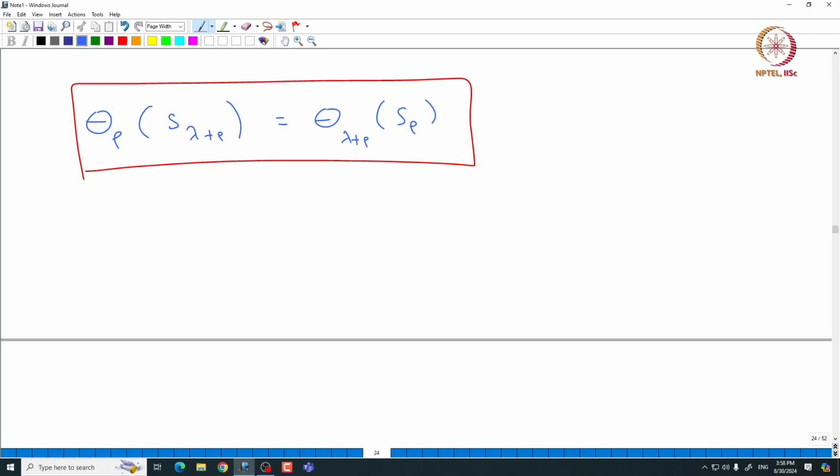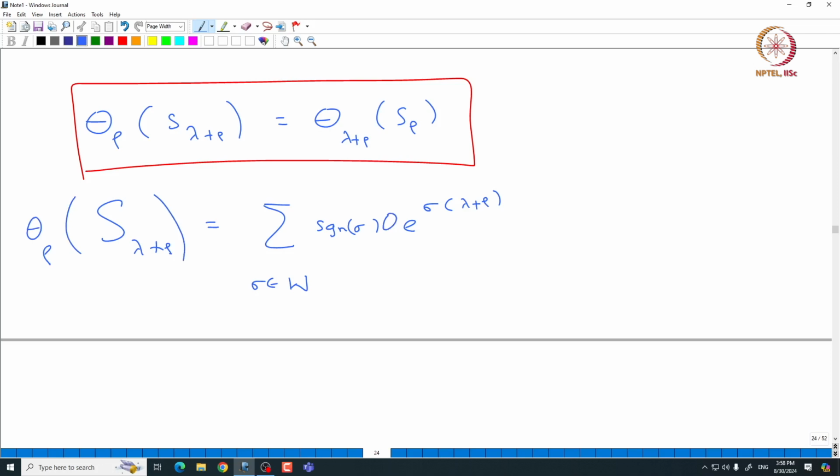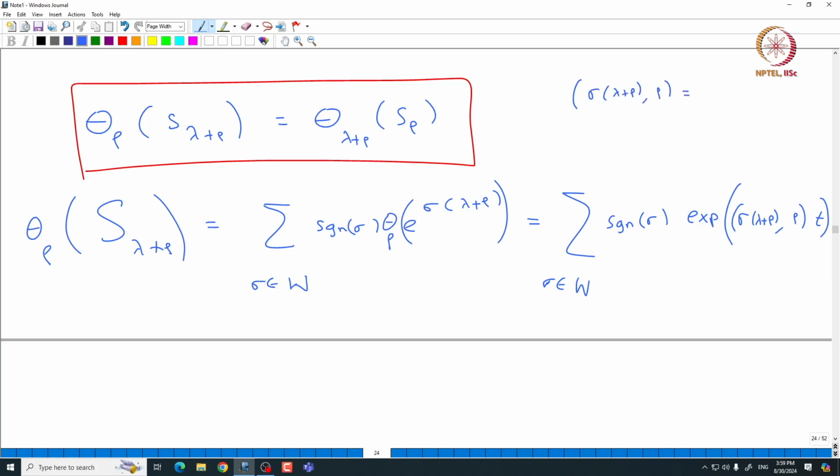So, what is S of lambda plus rho? Again, let us recall S of lambda plus rho is given by the sum of sign of sigma times e to the power sigma of lambda plus rho, where sigma is in W. Now, if you apply theta rho on this, it is going to be exactly equal to the summation of sign sigma times the exponential of sigma of lambda plus rho comma rho times t, where sigma runs over W. Now, note that the inner product sigma of lambda plus rho comma rho is exactly equal to lambda plus rho comma sigma inverse rho, and the sign of sigma is the same as the sign of sigma inverse.